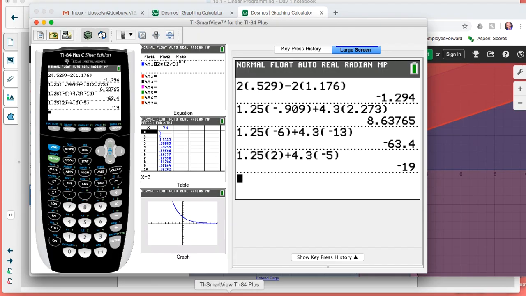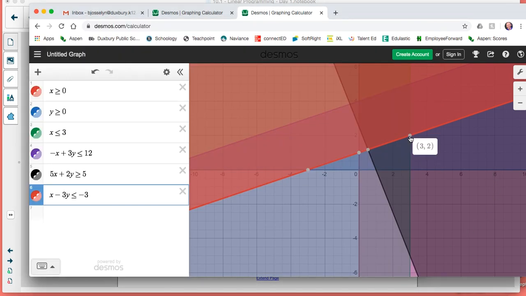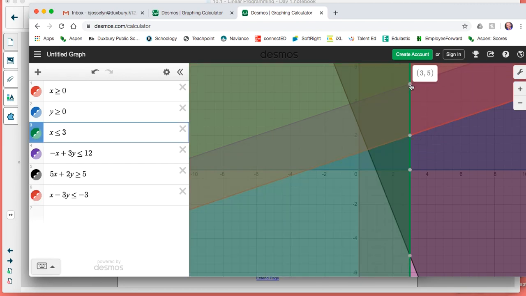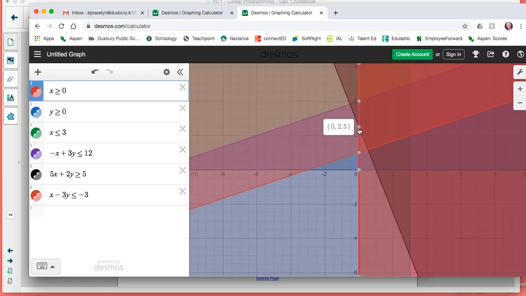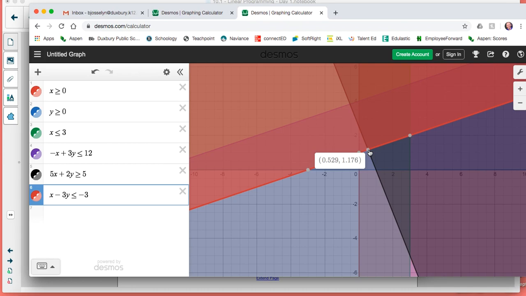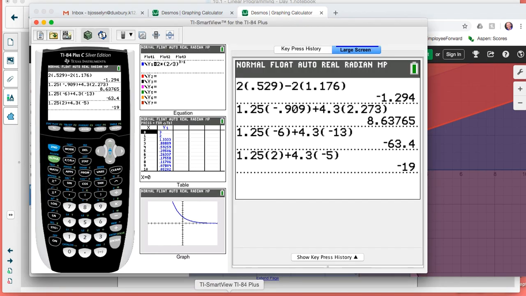I did those. Most of these are kind of easy. When you plug in 3, 2, you get an output of 2. When you plug in 3, 5, you get an output of -4. When you plug in 0, 4, you get an output of -8. -8 is actually going to be your minimum. 0, 2.5 is -5. This one here is the only one with decimals, so I did that on my calculator, which is up here. -1.2, not as big a minimum as -8 though.